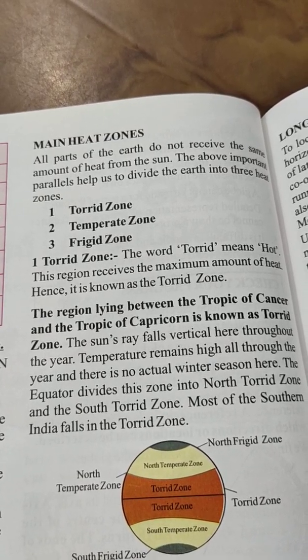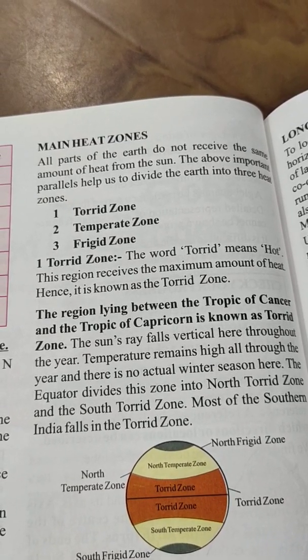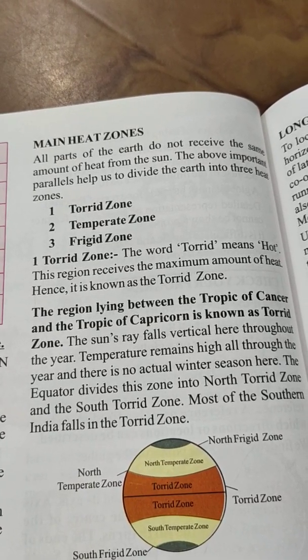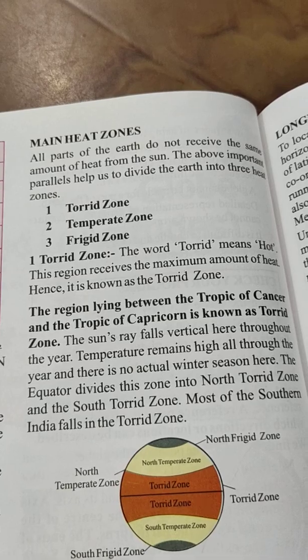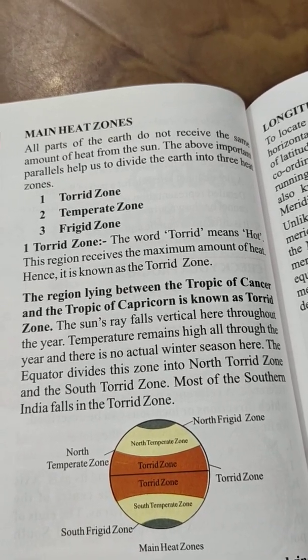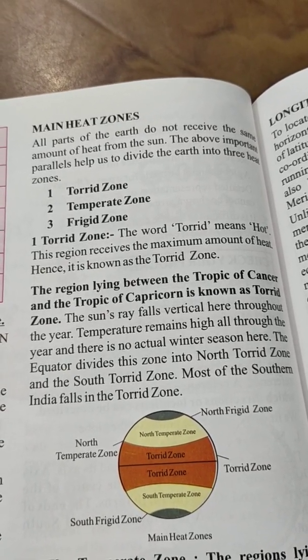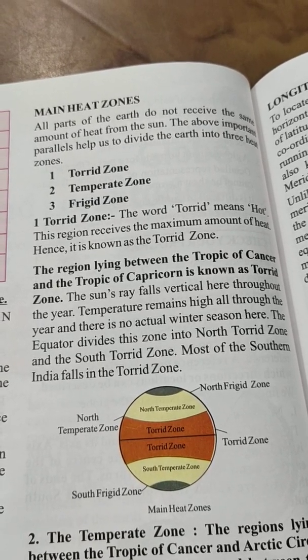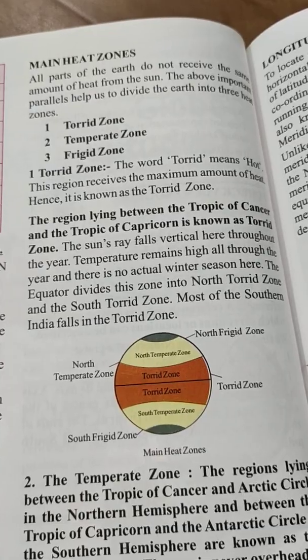Temperature remains high all through the year and there is no actual winter season here. The equator divides this zone into the North Torrid Zone and the South Torrid Zone. Most of southern India falls in the torrid zone.